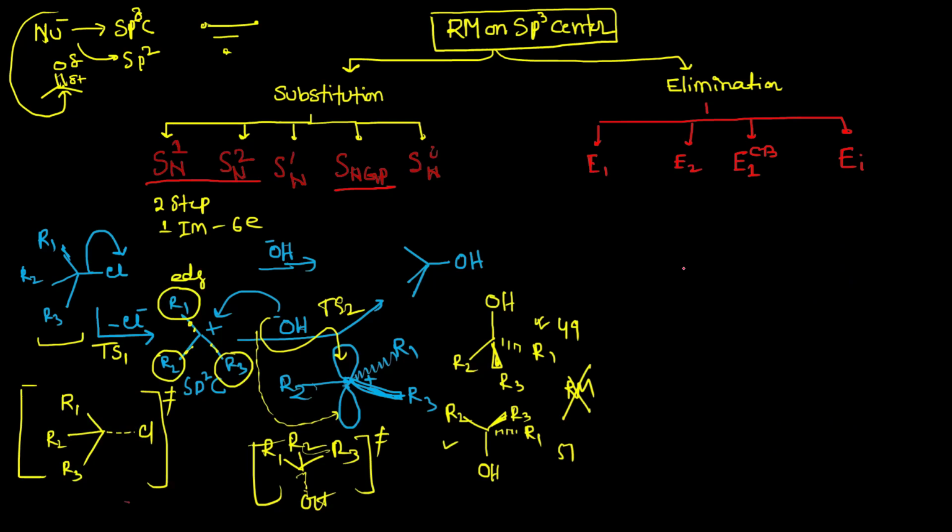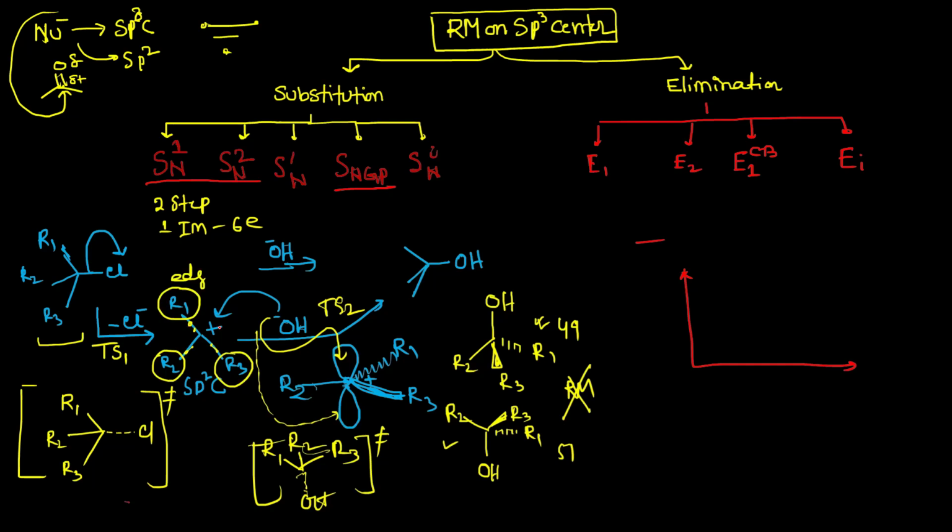Let's first discuss the energy profile diagram for SN1 reaction. You can make a heading: energy profile diagram for SN1 reaction. Here three species are there: first reactant, second intermediate, third product.